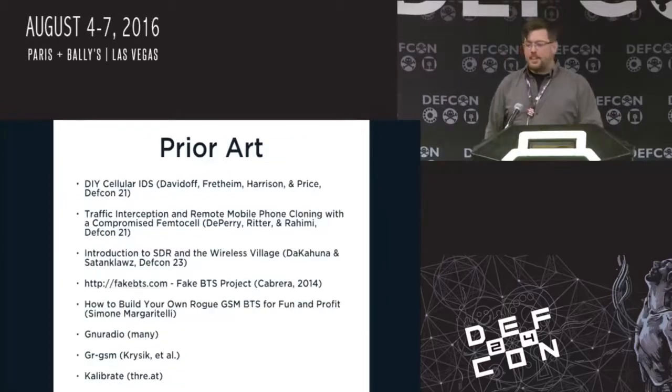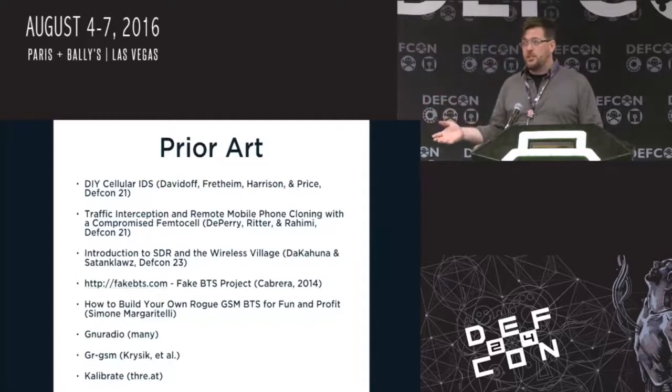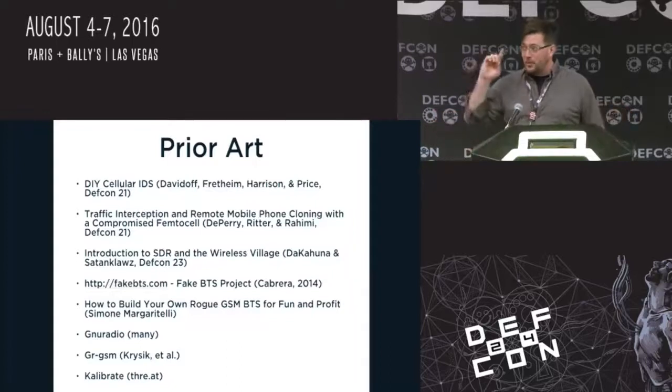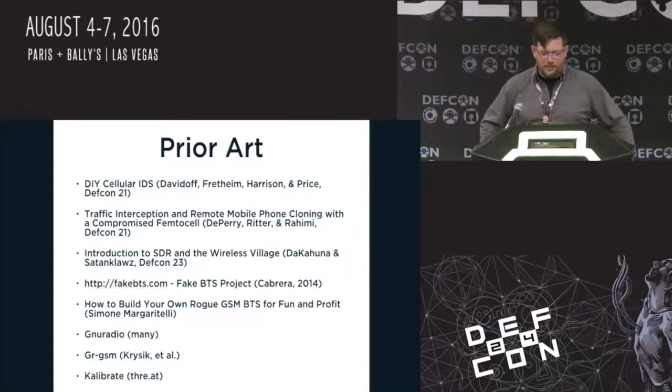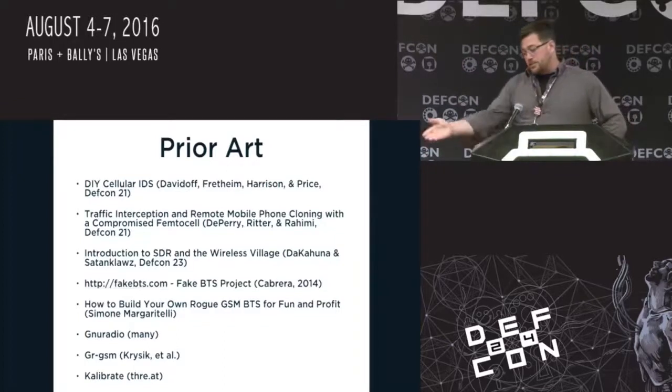So here's a hat tip and thanks to our prior art. DIY cellular IDS and traffic interception and remote mobile cloning with a compromised femtocell. That served as the original inspiration that got me thinking in this direction, because you can get a femtocell for $250, or you can social engineer one out of Verizon for pretty cheap. I've been your customer for so many years, and I have crap reception in my little apartment. If that argument has never worked before, it worked for me. So $250 or $600. It's pretty cheap to be able to do some positively evil things.